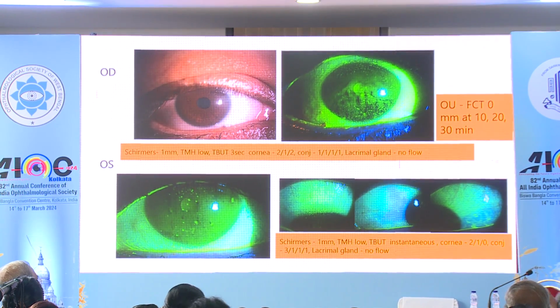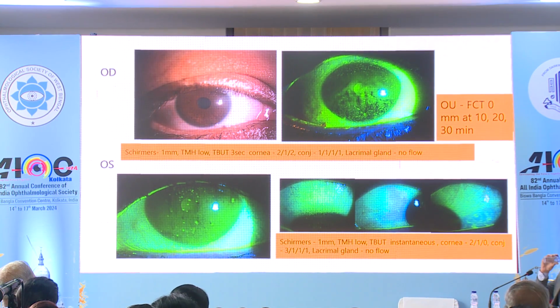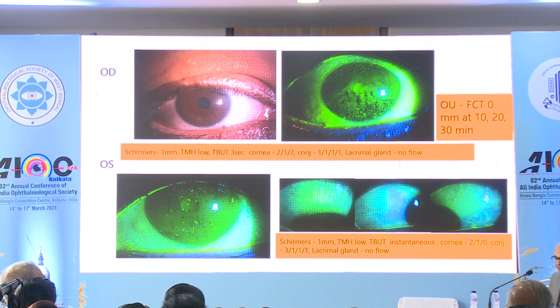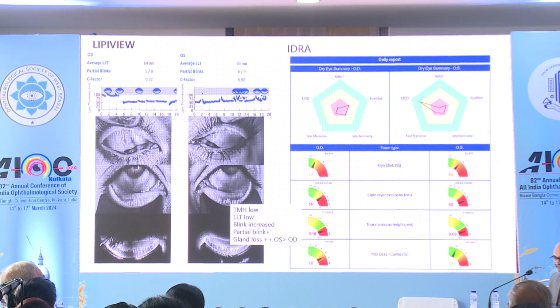So already most of the treatment algorithm was done. Lubricants were already on, cyclosporin was already on, LipiFlow was done. So then we had two things to look at. One, whether there's a systemic component to the disease, and second, what we can do to improve the aqueous phase as such. So when you look at the LipiFlow and the IDRA here, again, it does show a decrease in the lipid level, but not a very significant one. So you still have an ATD component which is more, but an MGD component is also there.